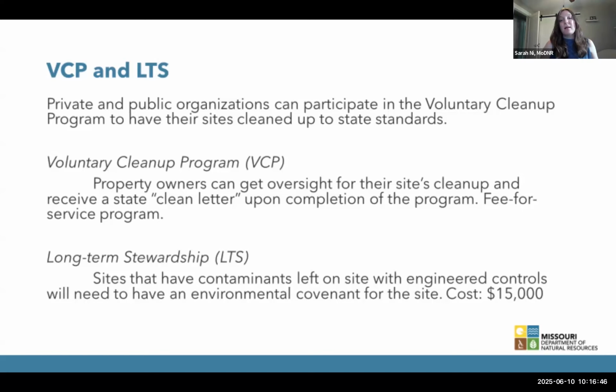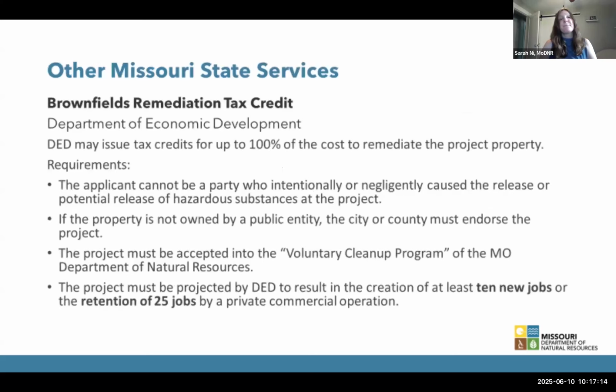That new owner cannot come in and remove that vapor mitigation barrier and just allow people to live there. The long-term stewardship program will audit those buildings once a year and make sure the engineering controls are still in place and ensure the safety of that site for the people who are going to be using it. And this is a one-time fee of $15,000, and that will follow the property indefinitely.